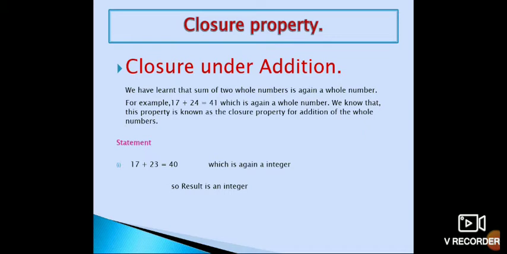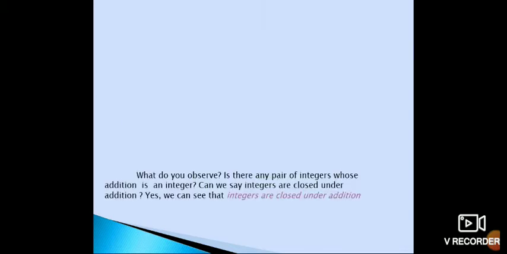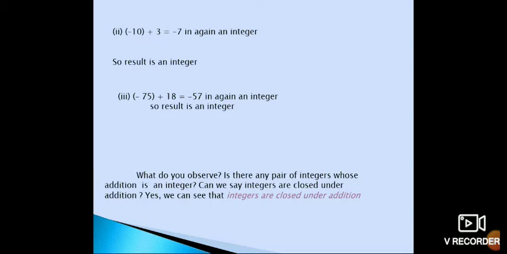First one, 17 plus 23 is equal to 40. 40 is included in the set of integers, so the result is an integer. Next one, minus 10 plus 3 is equal to minus 7. Minus 7 is again an integer, so the result is an integer. Third one, minus 75 plus 18 is equal to minus 57, which is again an integer, so the result is an integer. By these three examples, what do we observe?